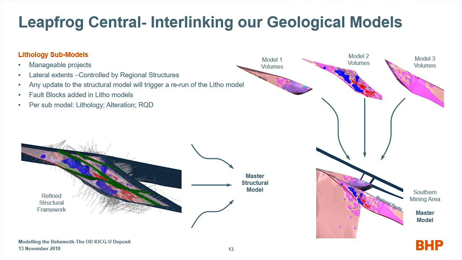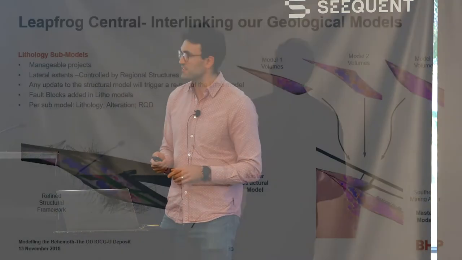Once again, any rerun of the model or any structural interp will re-trigger the lateral extents and will rerun the litho model. The green surfaces, which are our local inferred faults, are the ones that divide our submodels into our fault blocks. Based on our fault blocks, obviously, using LeapFrog, we can add all sorts of trends and individual items into an individual fault block, which is very advantageous using the system. And it's not only lithology we model, it's also our RQD and alteration per submodel that feed into the entire master branch, which I'll be looking at in a second.